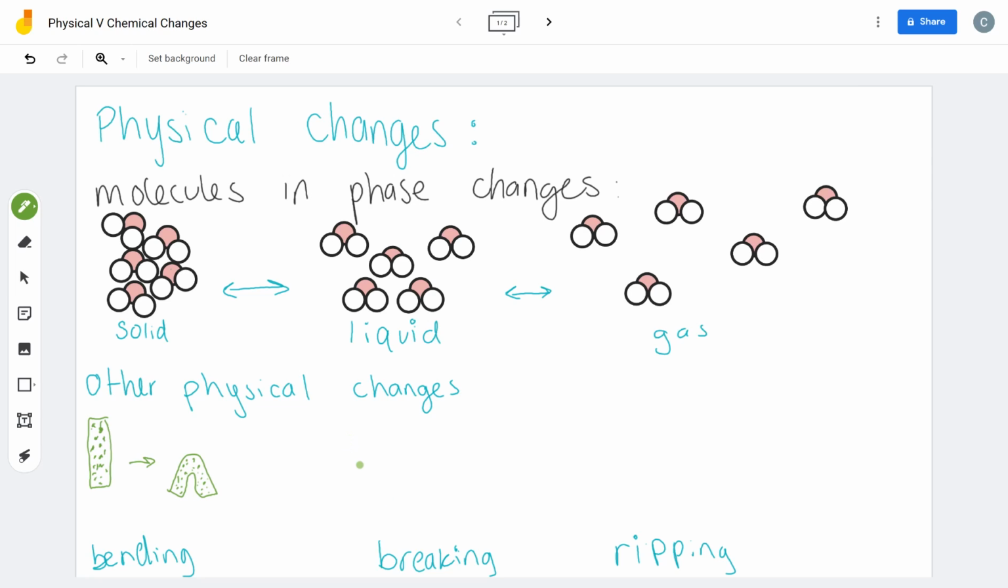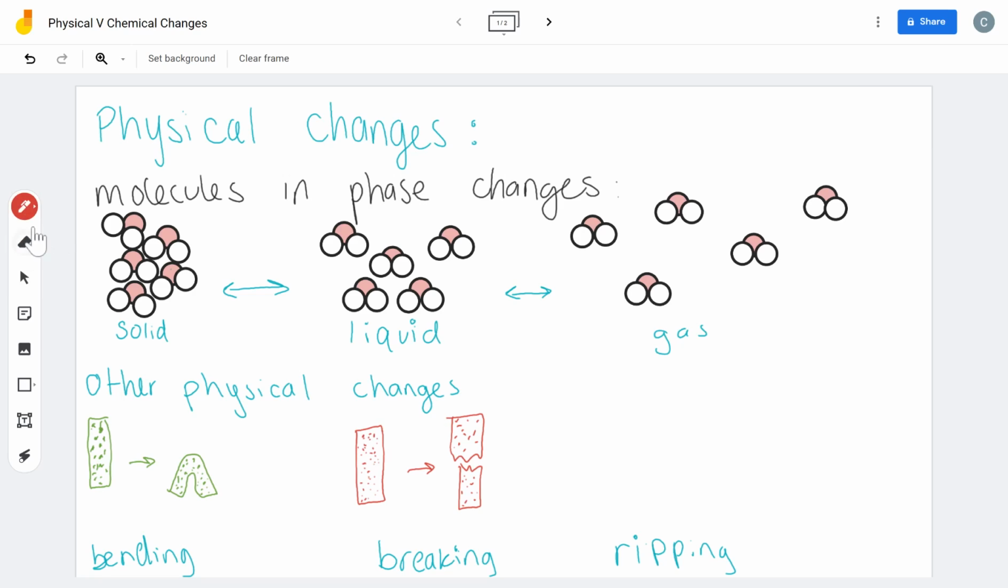Same thing for if we broke something. So if we had plastic and then you broke it in half. Ignore the fact that these are the wrong sizes. I am not a great artist. But notice, again, even if you broke it, the molecules are still in the same place. It's still made out of the same material.